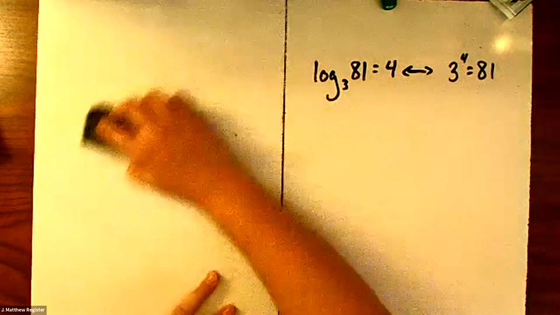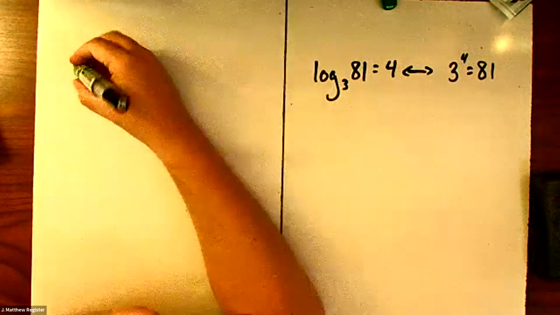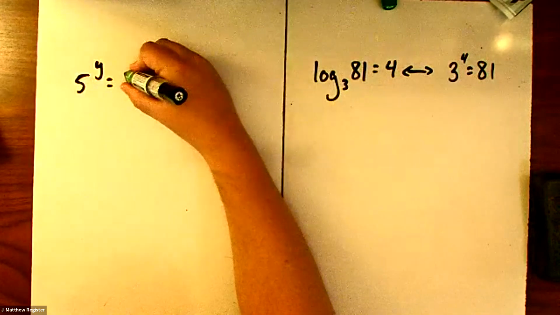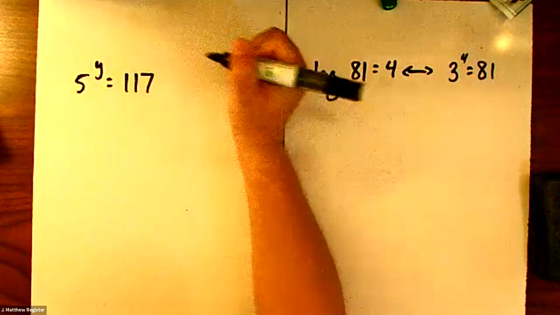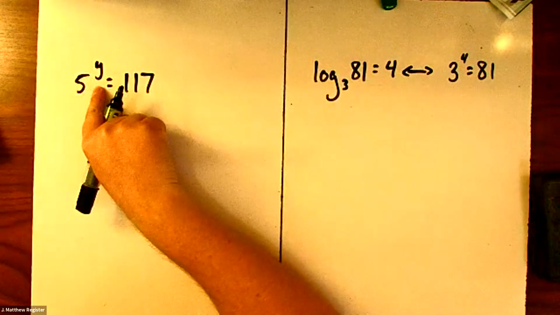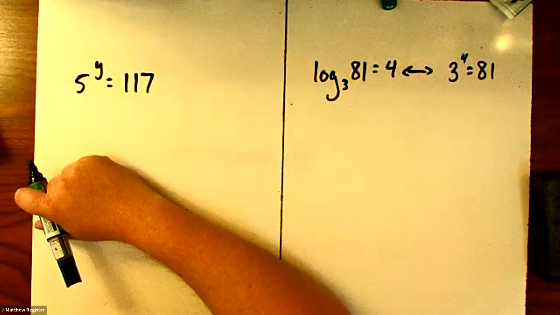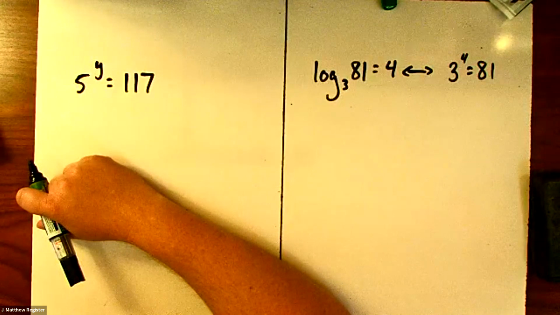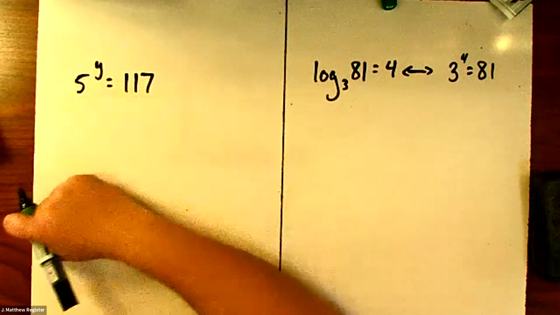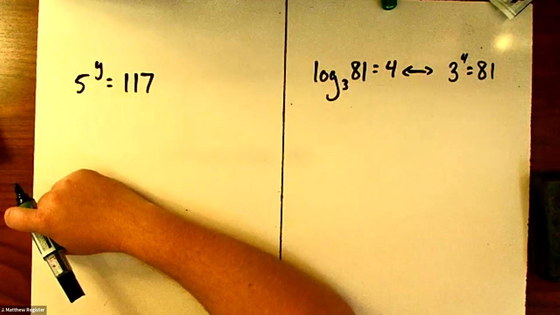And so let's suppose that we have something like this. How about 5 to the y is equal to 117? What is the y value? Well, in this case, it's not going to be a nice number. There is no nice value of y that's going to make it so that 5 to the y is equal to 117. It's going to be close to 3, but a little bit less than 3.